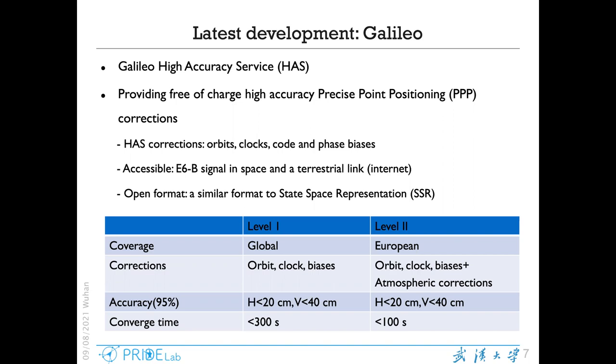It has a convergence time. The convergence time is the initialization time that you need to wait before you can achieve a centimeter level positioning. So this is some kind of obstacle to prevent PPP from being applied in some commercial applications. You have to wait for a long time, 300 seconds, or even in the regional service, like within the European areas, they provide also the atmospheric corrections, like troposphere and ionosphere corrections. They can speed up this convergence time to be less than 100 seconds.